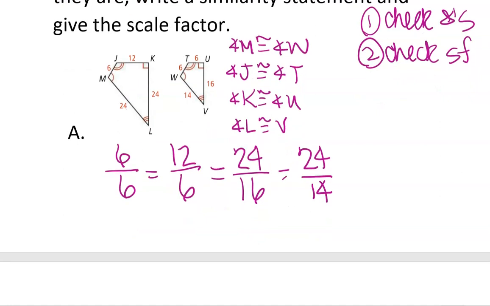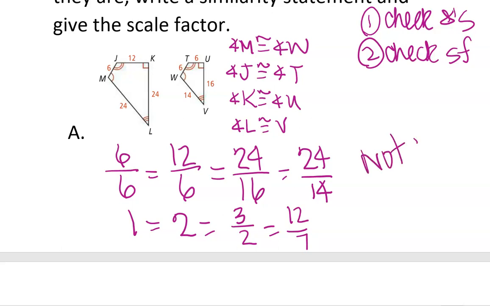Now, if we simplified those, would they be the same? No, because the first one gives you a 1, the second one gives you a 2, and then 24 over 16 and 24 over 14 are not the same either. So when you reduce them, you get 3 over 2. And 12 over 7. So these are not similar. Scale factors are not equal.